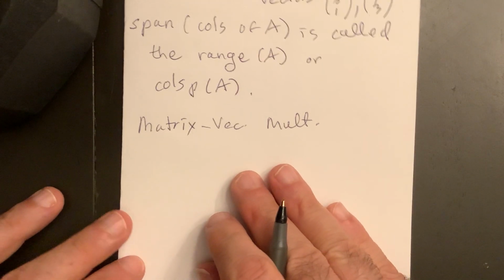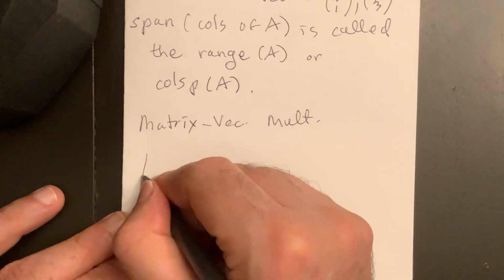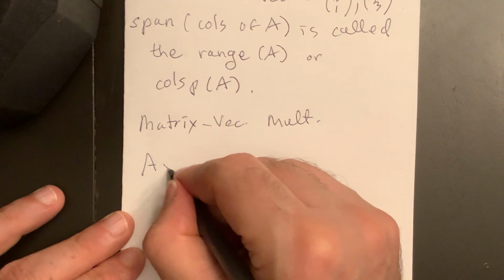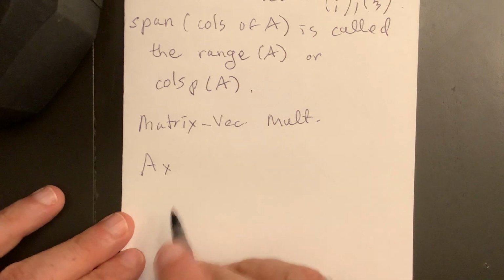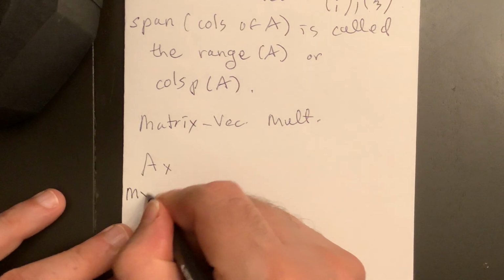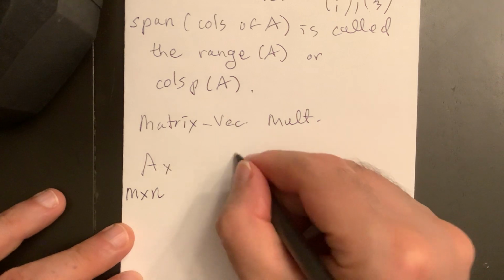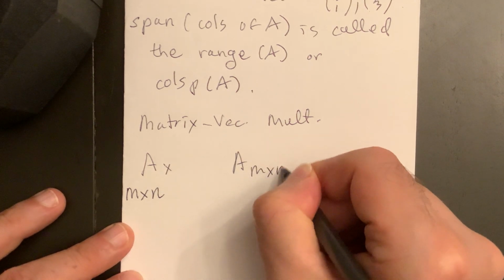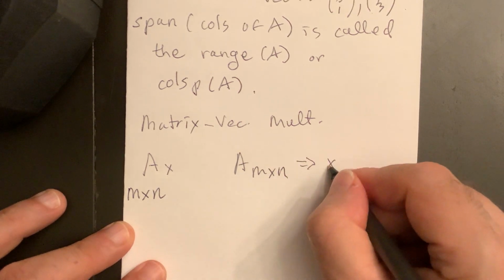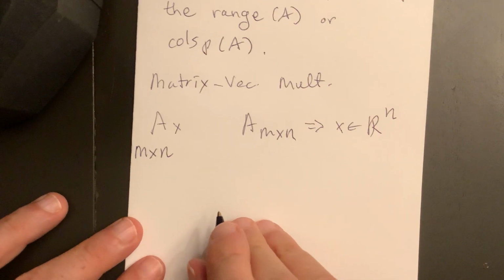Okay, so if we're going to multiply a matrix A on the right by X, X has to have the number of elements that A has as columns. So if A is m by n, then X is in Rn. Okay, now, what is AX?